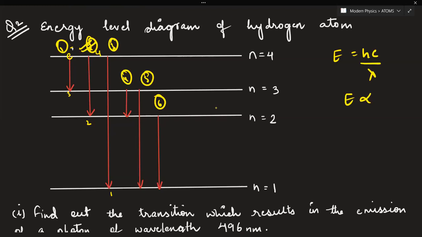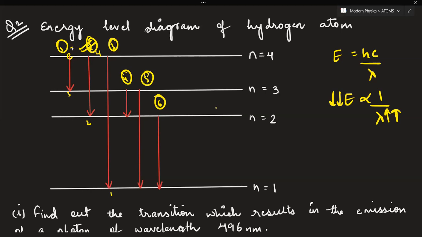So energy is inversely proportional to wavelength. And the question is asking you for the maximum wavelength. For maximum wavelength, energy has to be minimum. When can energy be minimum? Energy can only be minimum when the difference in the energy is very small. The rest of the energy differences are high.